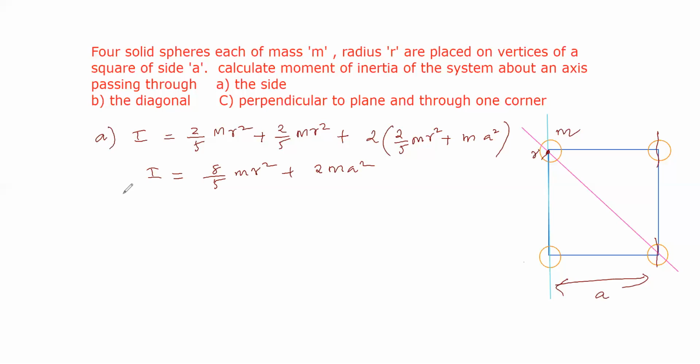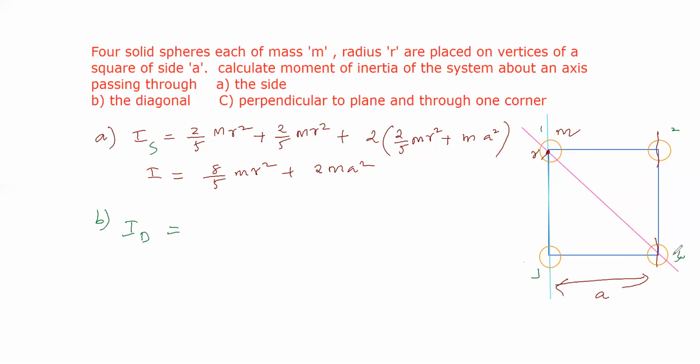Second one we are going to calculate. Here we have to calculate the moment of inertia about a diagonal. About the diagonal means we have to find it about this axis. See here, two of the spheres are on the axis. Let us name them sphere 1, sphere 2, sphere 3, sphere 4.